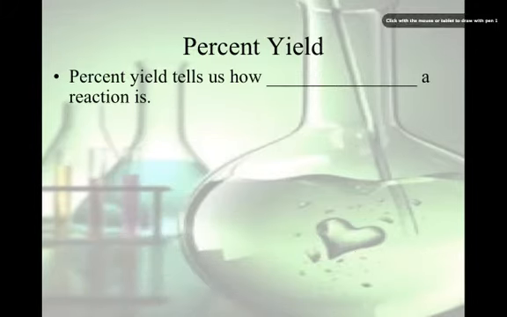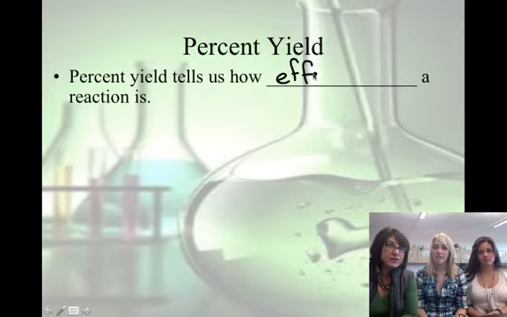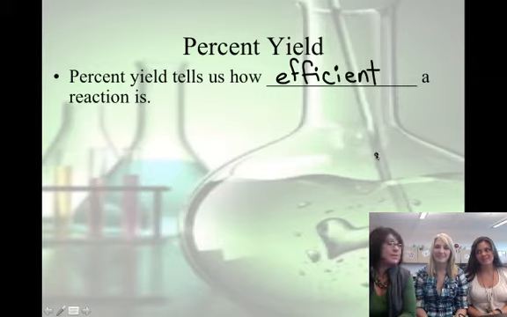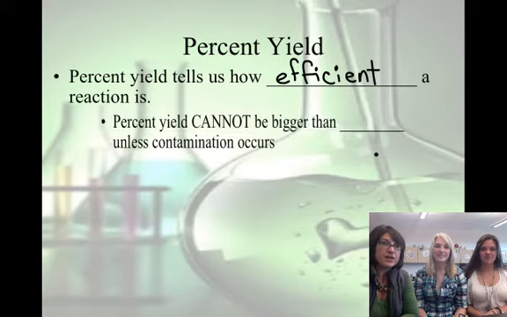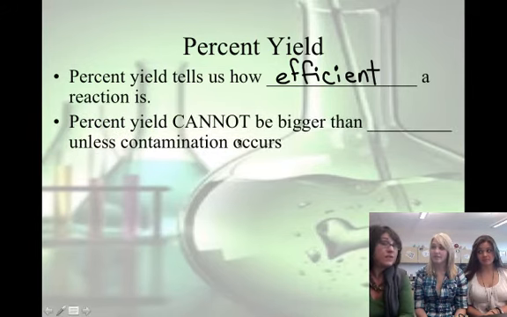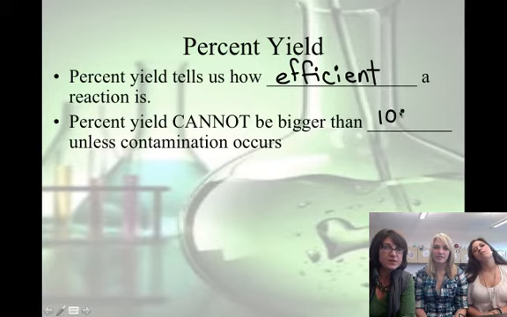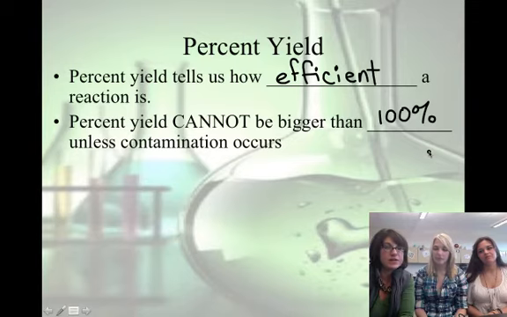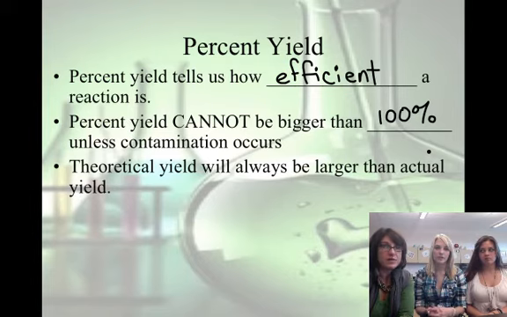Clear my scribbles off the board. So percent yield is a measure of how efficient a reaction is, or sometimes how efficient the scientist is. But usually a reaction has its limitations, and your boss would know that. If you're not getting efficient yields, they're going to fire you. One thing to realize, though, is that your percent yield cannot be bigger than 100%, unless something contaminates it, because you can't get more than what you started with. We can always get less, though.